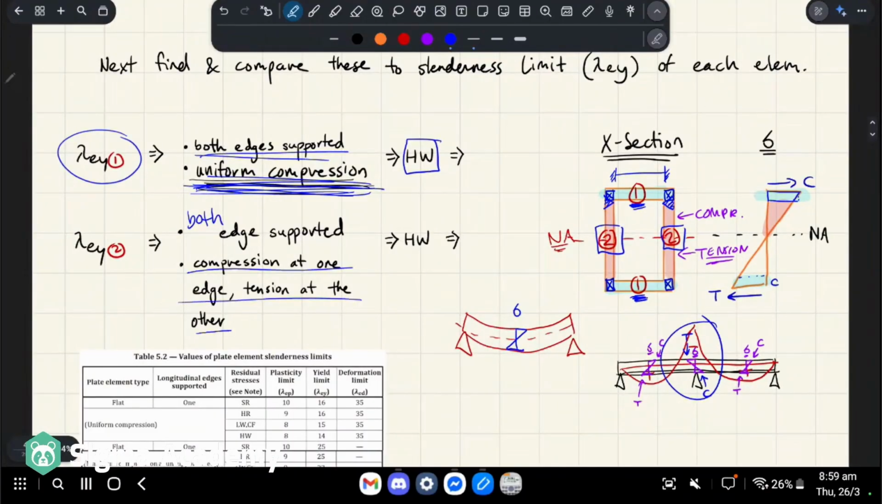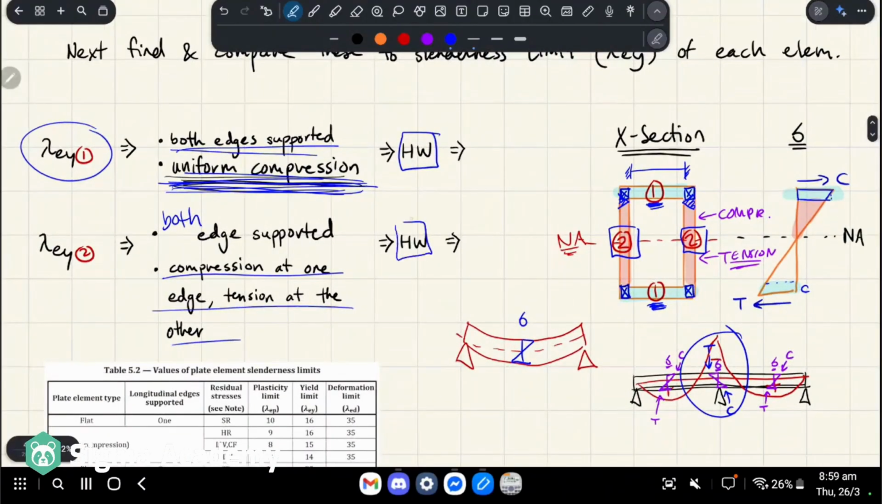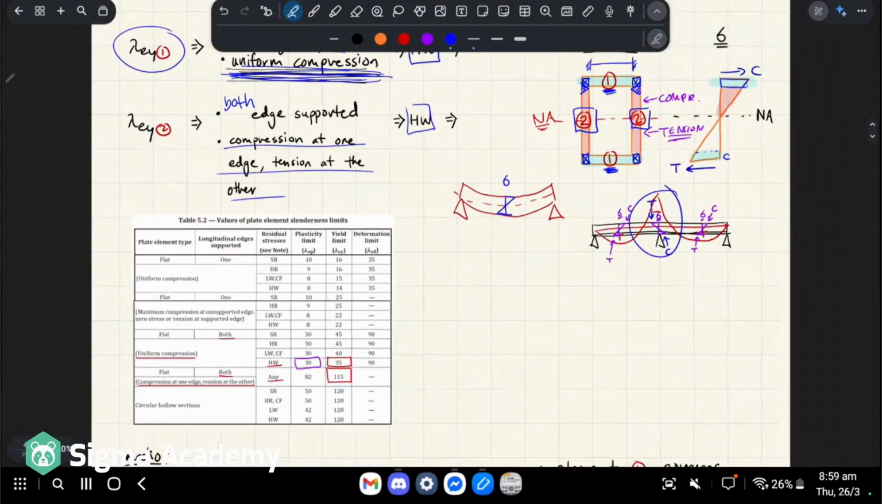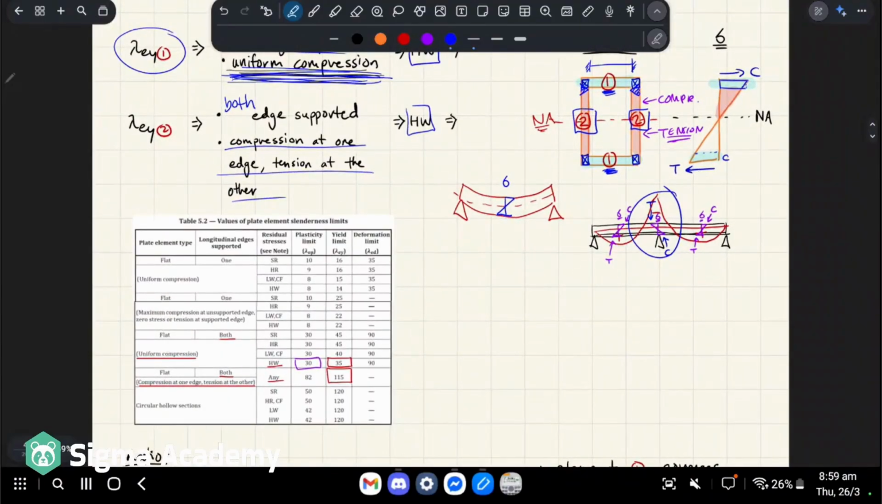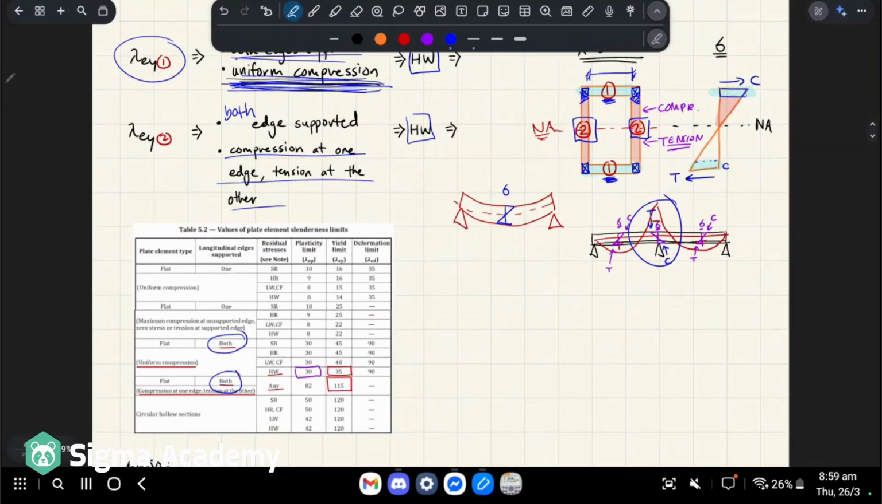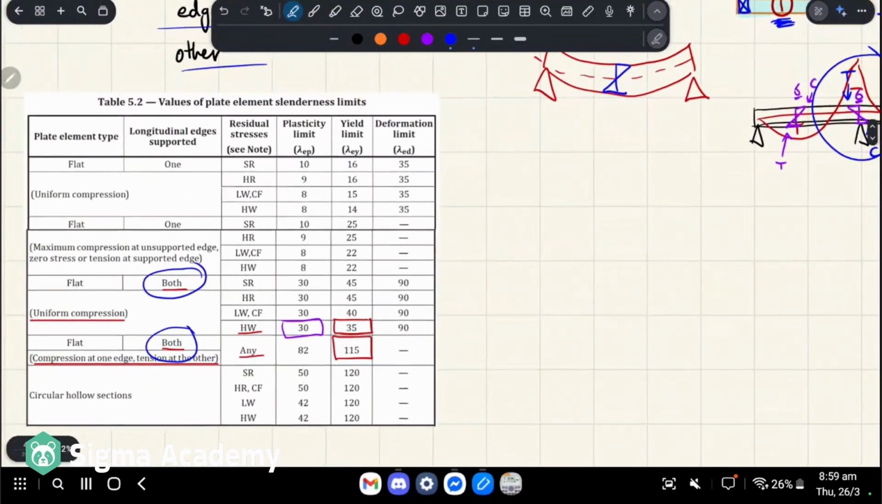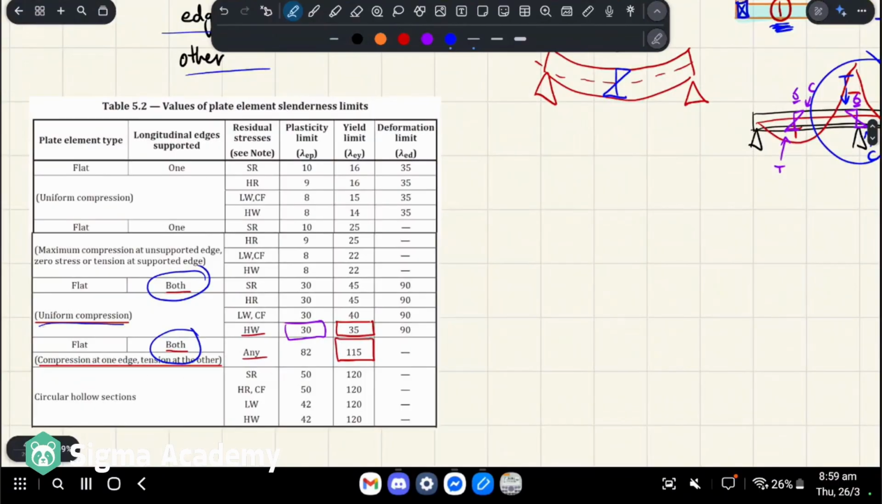Compression at one edge, tension at the other, okay? That's heavily welded. So basically, we're looking at this table. We see that both edges are supported, and here we have uniform compression, here we have compression at one edge, tension at the other. So this represents our element 1, this represents our element 2, okay? So we go over to this row. Sorry, yeah, heavily welded, or any.